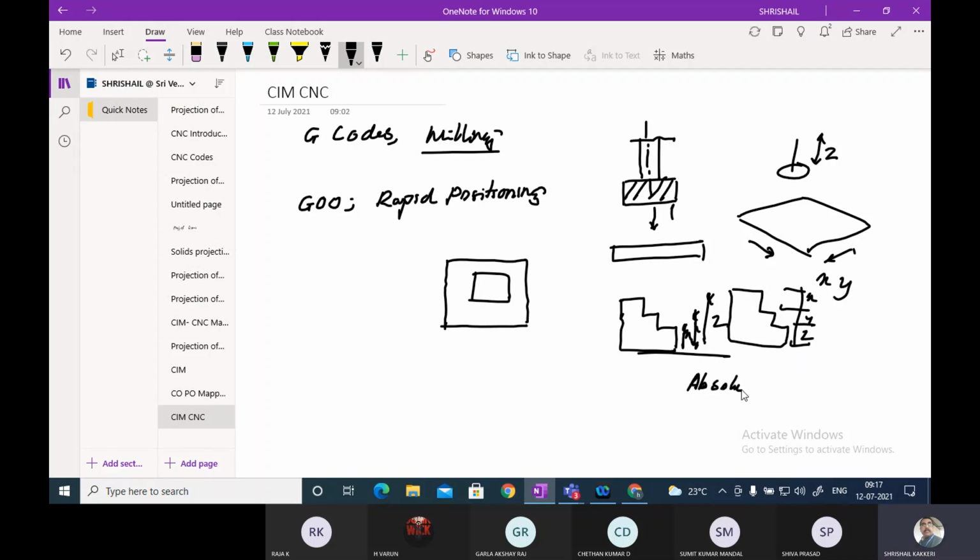Absolute and incremental. Absolute is by taking a particular reference, we do the dimensioning. Incremental is with reference to the previous one. But we always prefer absolute dimensioning, because in incremental dimensioning, if you make a mistake somewhere, the whole mistake will be replicated over the entire dimensioning. So we have to avoid it. Please remember, once again, I don't want to explain it.